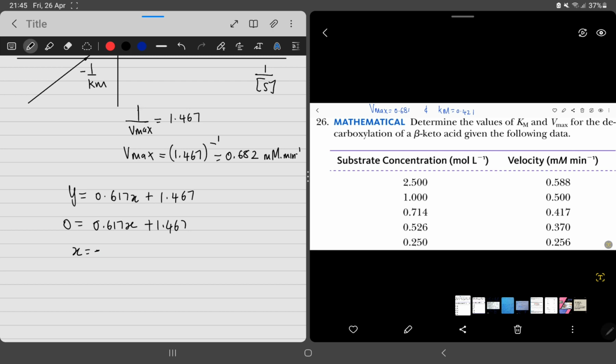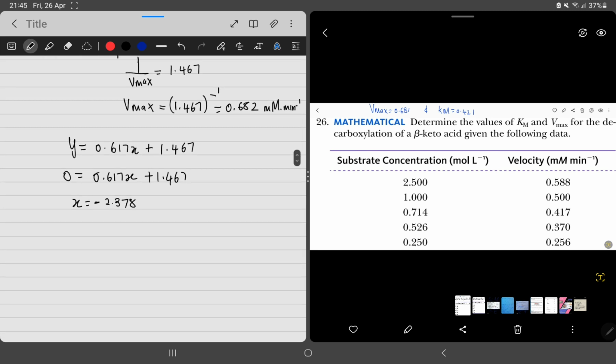So I am getting negative 2.378. And then this is negative 1 all over the Km, which is equal to negative 2.378. Therefore, the Km value is equal to 2.378 to the exponent of -1. So I am getting 0.421, and the units are moles per liter.